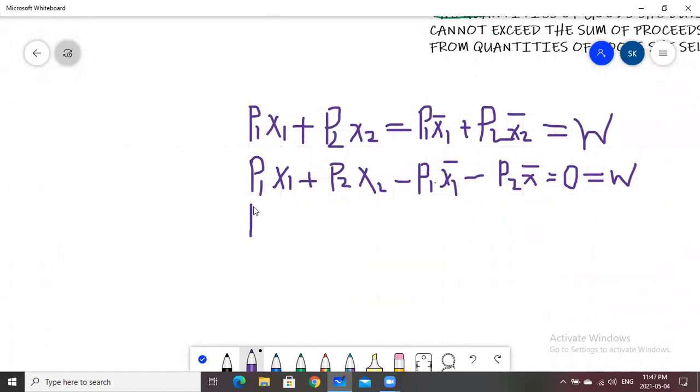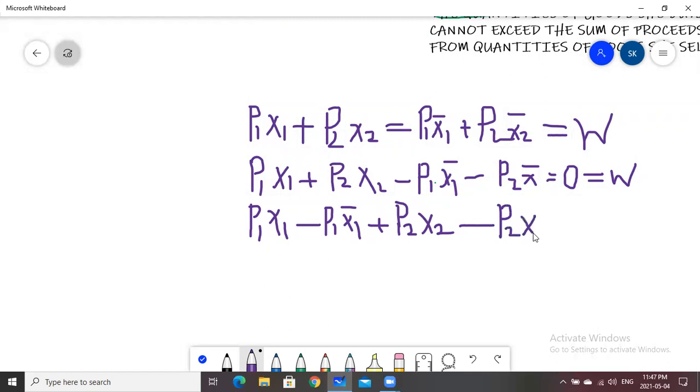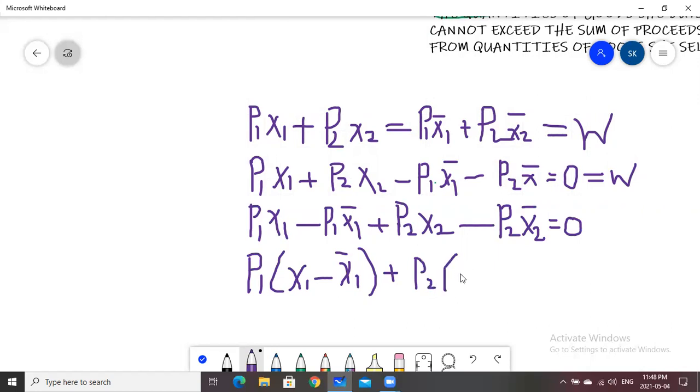That is, we will now have P1 X1 minus P1 X1 bar plus P2 X2 minus P2 X2 bar, and this whole should be equal to 0. Now we simply take P1 common, and in the bracket we get X1 minus X1 bar. Then we take P2 common, and in the bracket we get X2 minus X2 bar.